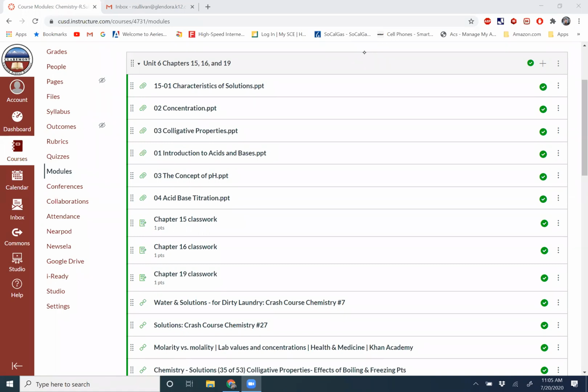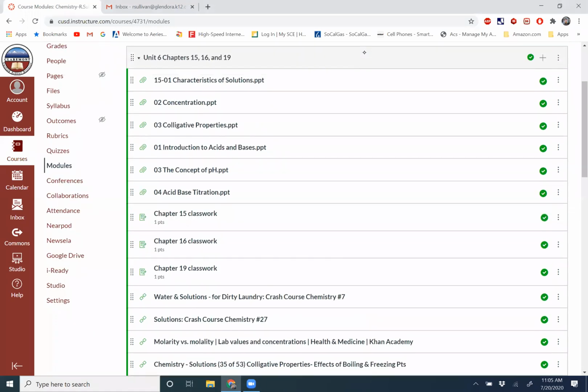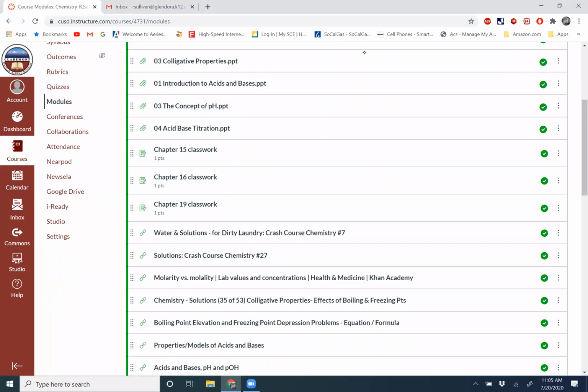We're going to go over chapter 19 today. Any questions you have on previous stuff are also welcome. You can just raise your hand or pop it up in the chat, and I will answer it as things are going on. This is the last chapter of this unit. As you can see, the module is called Unit 6, 15, 16, and 19.